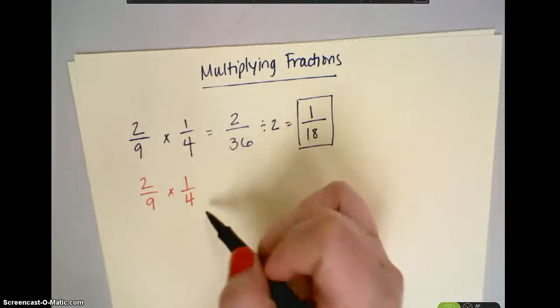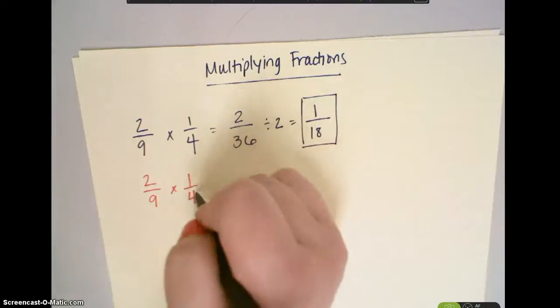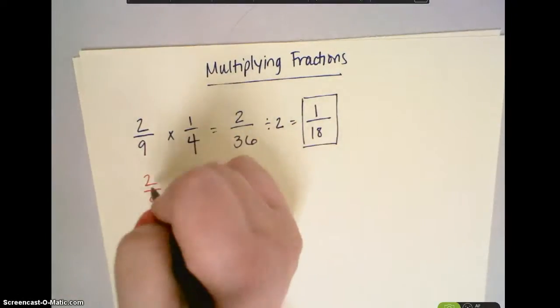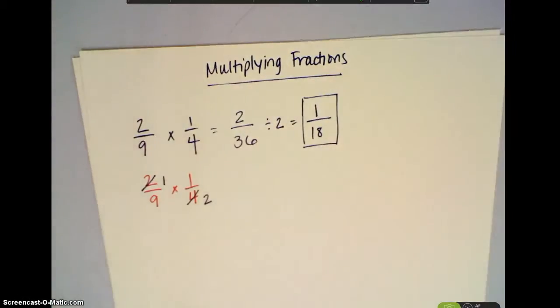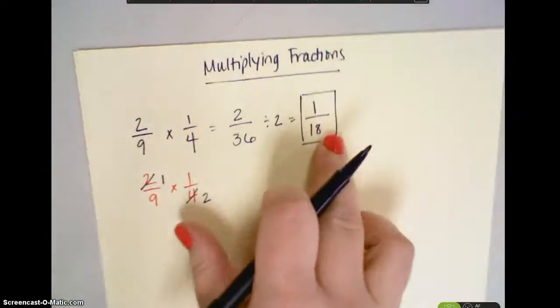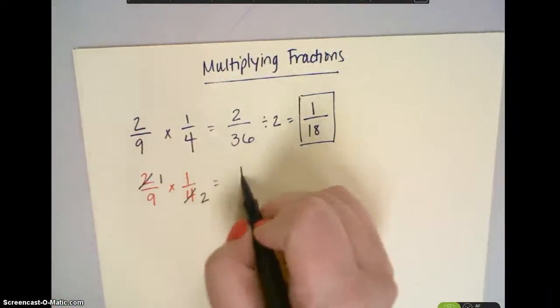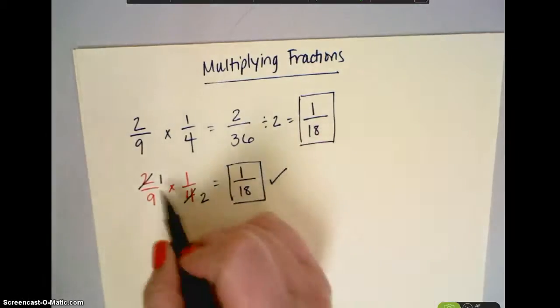But 2 and 4, I can actually simplify 4 by 2. So 4 divided by 2 is 2. 2 divided by 2 is 1. So I've just simplified there instead of having to simplify my answer. Again, if this confuses you, just do it the regular way. 1 times 1 now is 1. 9 times 2 is 18. I get the same answer. I just simplified ahead of time.